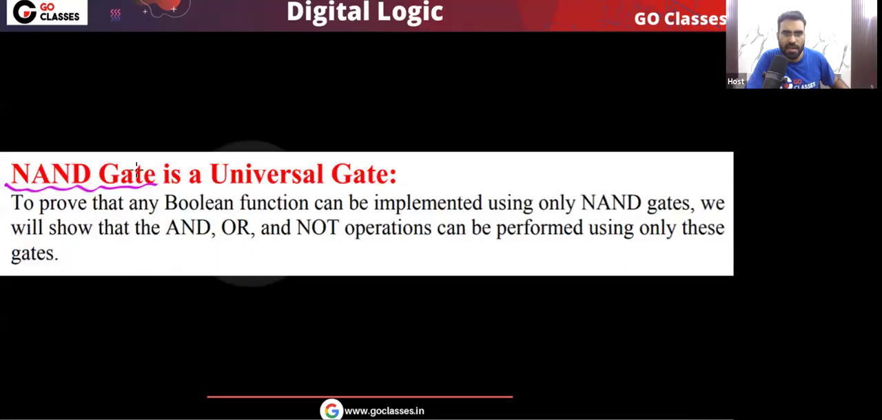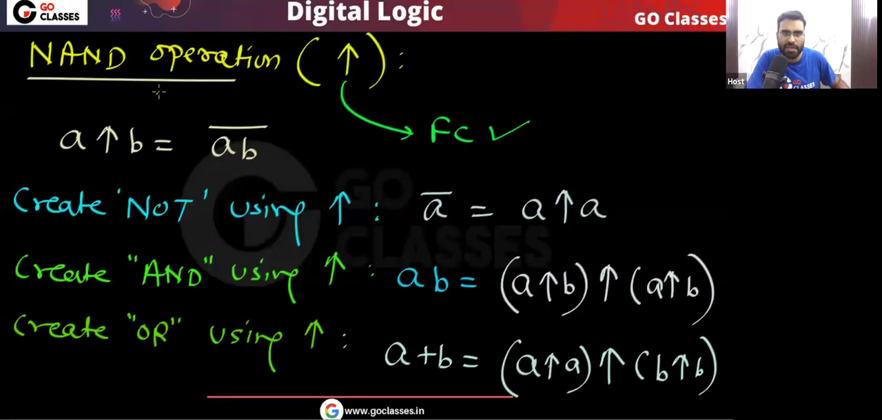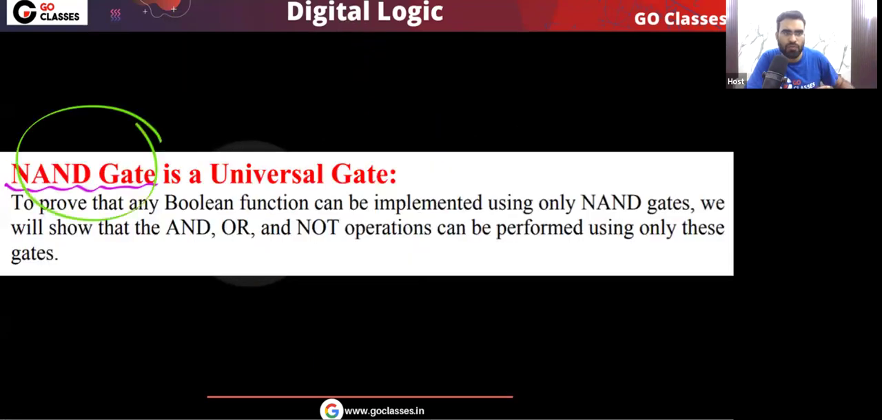Now we will discuss NAND gate. NAND operation is functionally complete. That we have already seen, that NAND operation is functionally complete. This NAND is functionally complete. Now we will see that NAND gate is also functionally complete.